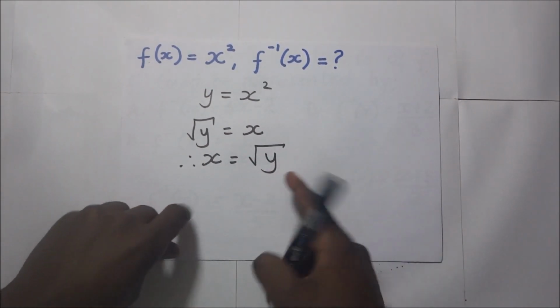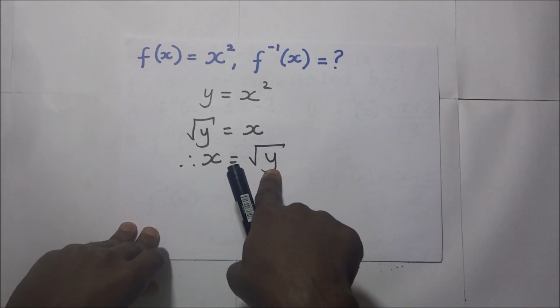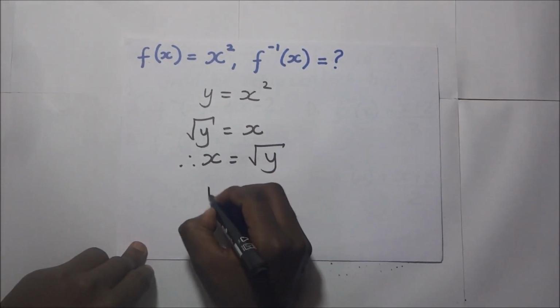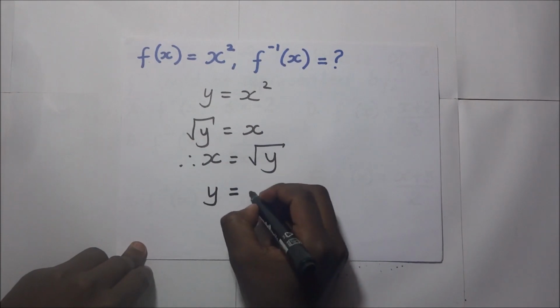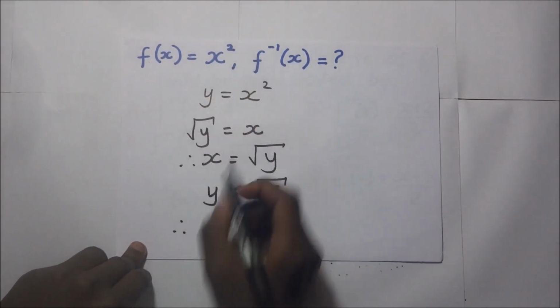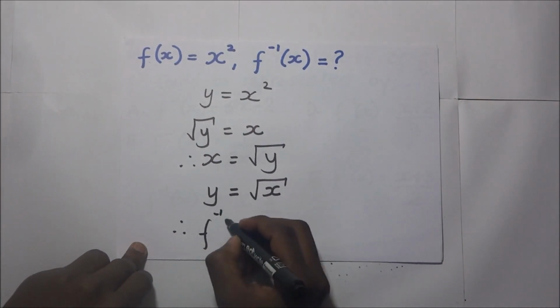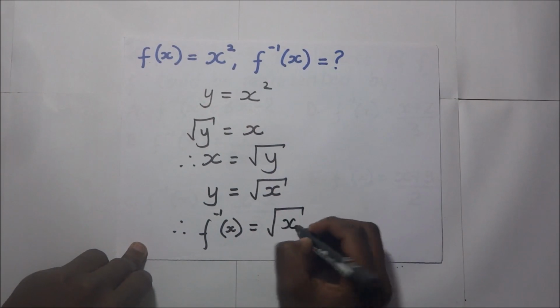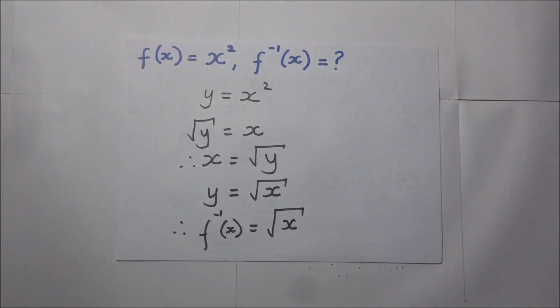So what we do is that we make x become y and y become x, we flip them. So it means that y is going to be equal to the square root of x. Therefore, the inverse is the square root of x, like that.